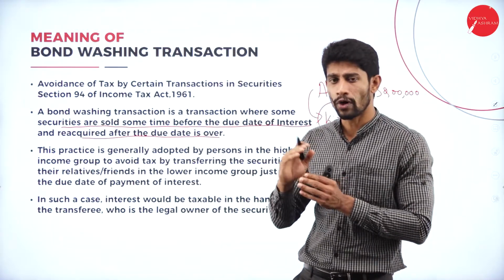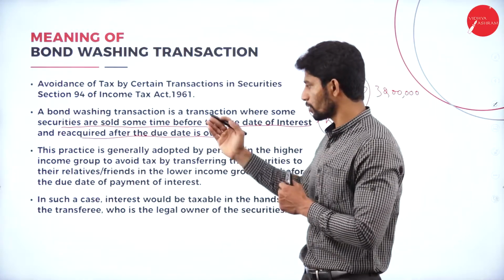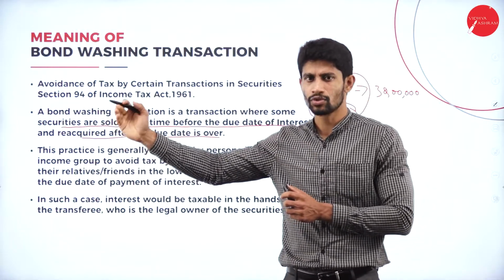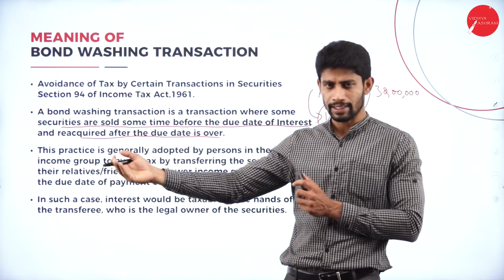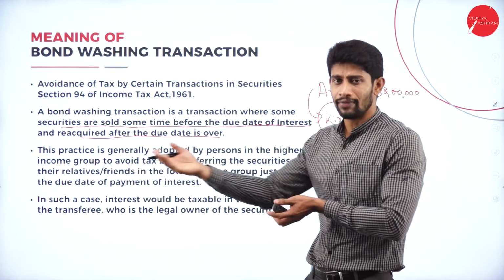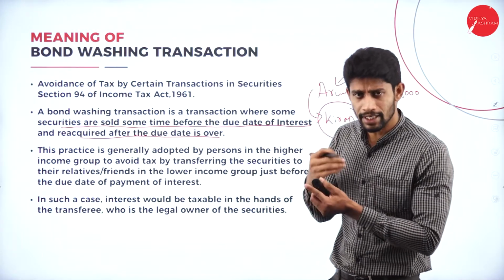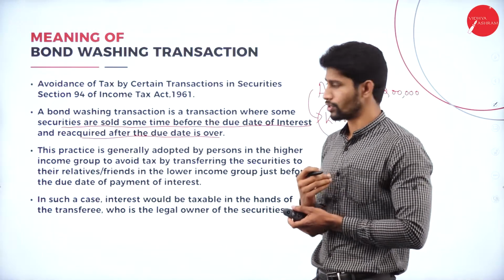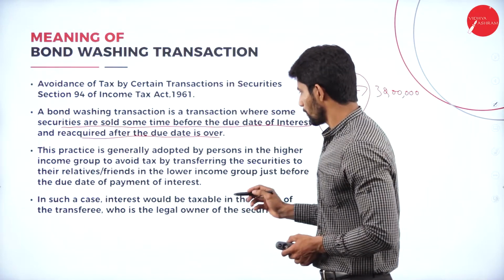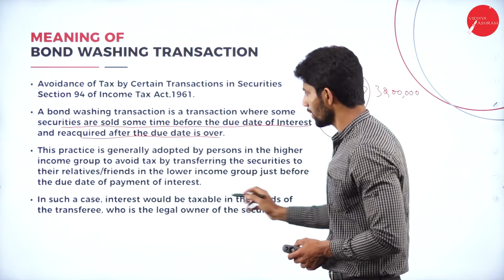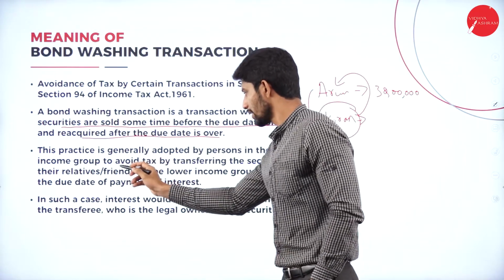So here, to avoid the tax, what I will do, before the due date, I will transfer the securities to someone else, to my relative or to my friend. After the due date, I will take back the securities to my own account. The practice is generally adopted by persons in the higher income group to avoid tax.